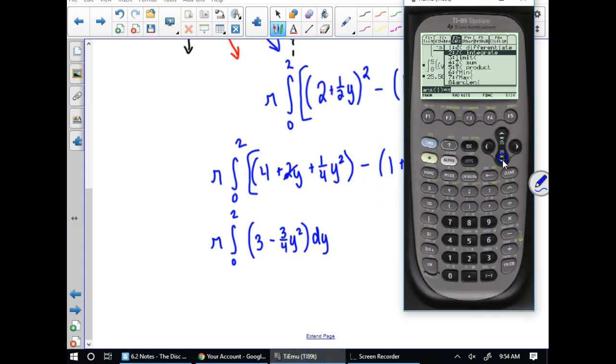So F3, integrate. We want 3 minus 0.75 x squared, comma, x, comma, 0, comma, 2, and then we get 4, and then I didn't put the pi in, so it'll be 4 pi.